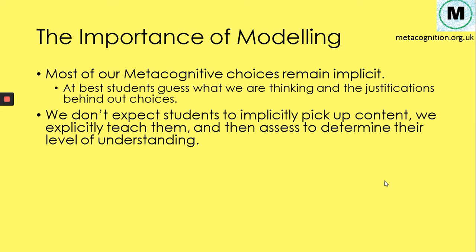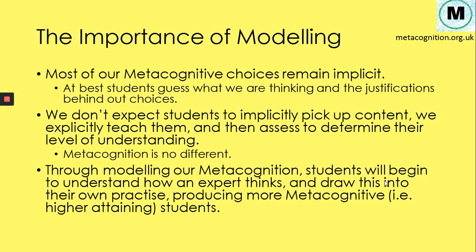We would never expect students to implicitly pick up maths or history by just watching and observing. We would expect them to be explicitly taught and assessed. We explicitly explain things to them. It's the same with metacognition. We explicitly explain it through modeling. So, by modeling our metacognition, by modeling the metacognition of an expert, students will start to understand why we're doing it, how we do it, and they can then try it out for themselves. When students are trying out these metacognitive methods, it will start to become more automatic for them, and that's what we want.